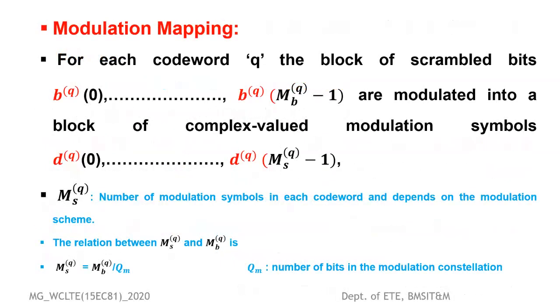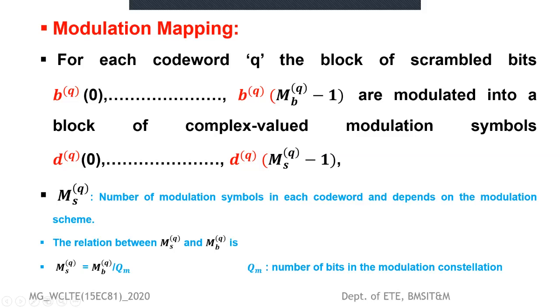That is about the scrambler. The output of channel coding is a code word which will be passed through the scrambler. Then the output of the scrambler is applied to the modulation mapping. Here, for each code word Q, the block of scrambled bits is denoted by b~^(q)(0) to b~^(q)(M_bit^(q) - 1).